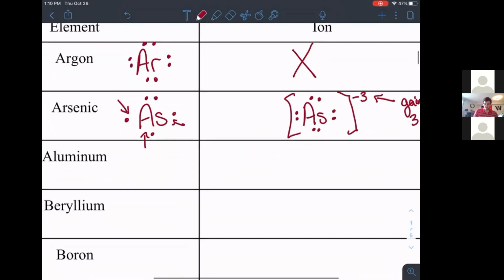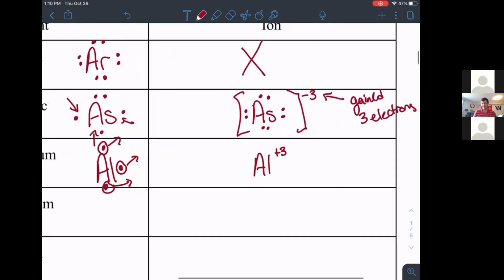The next one was aluminum, and aluminum has 3 valence electrons. Since it wants 8 valence electrons on its outermost orbital, it's going to lose these 3 valence electrons. When it loses those 3 valence electrons, it shows 0, even though now it lost that outer ring and now has a full inner ring. So it has a +3 charge, saying that we lost 3 electrons to have our full 8 valence shell.